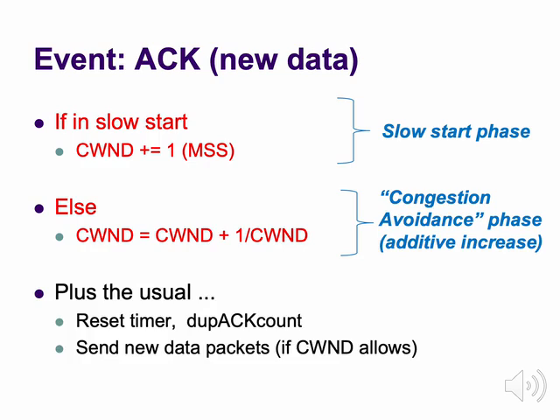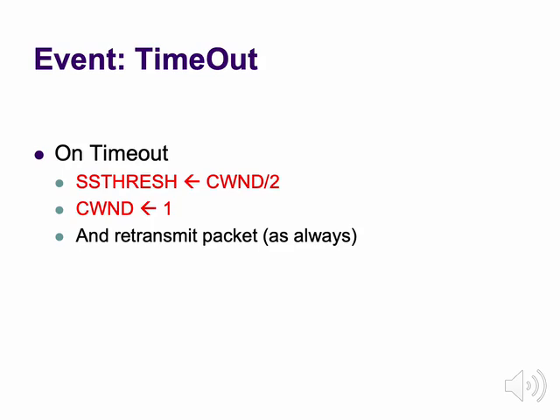And then in addition to these 2 rules, everything else is the usual, meaning what we've talked about doing for reliability. You reset your timers, you reset your dupack counter because this is a new acknowledgement, you send new data packets if your CWnd allows it, and so on. So the next event is a timeout. This is very simple. When you get a timeout, we set SS thresh to be the current congestion window divided by 2. This is for all the reasons we discussed just now. You then set your CWnd all the way down to 1, and you retransmit packets and other stuff like always.